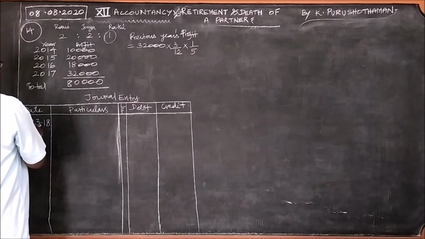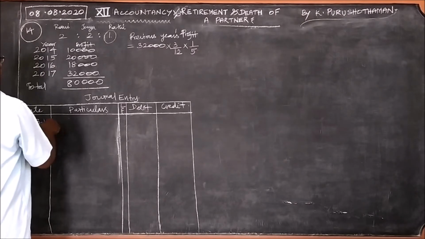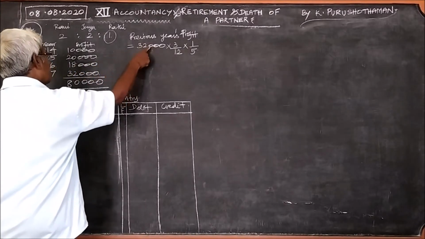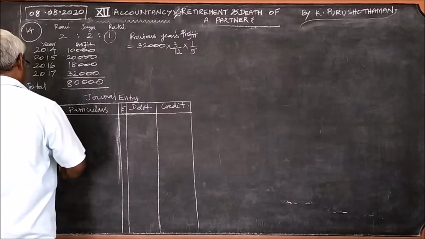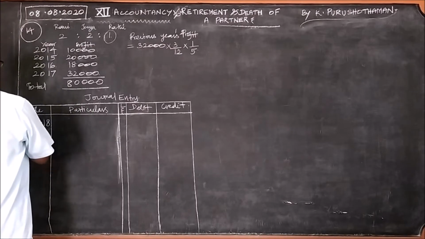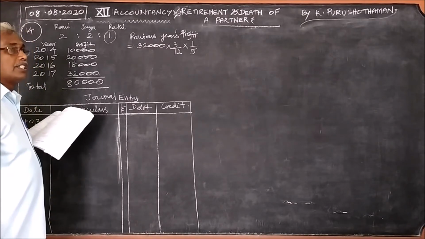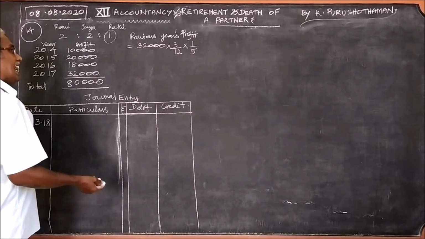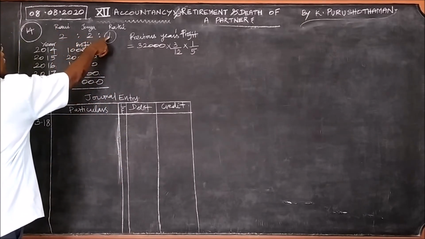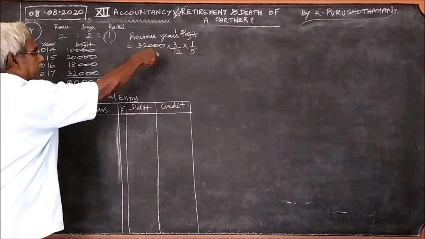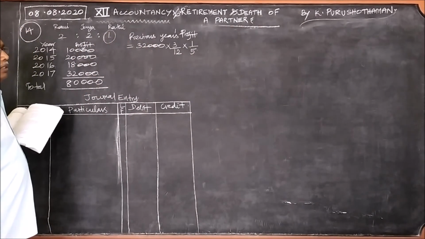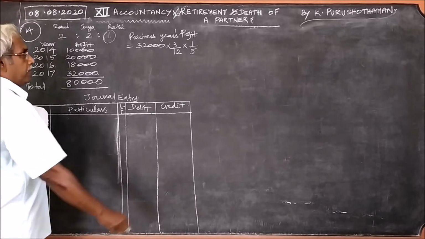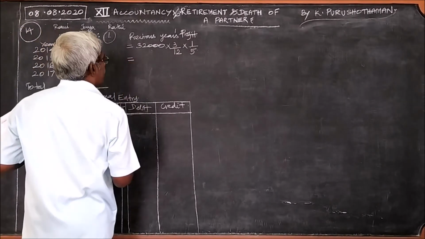We are answering for 18, so the previous year is 17, and the previous year's profit is 32,000. So we have taken 32,000. When is Radhi retiring? On 31/3/18. That is, she was in the business only for 3 months, therefore 3/12. What is her share? 2 plus 2, 4, 4 plus 1, 5, that is 1/5, because Radhi is the retiring partner. No more explanation can be given, because I repeatedly said it twice. Now you can simplify and find the answer.